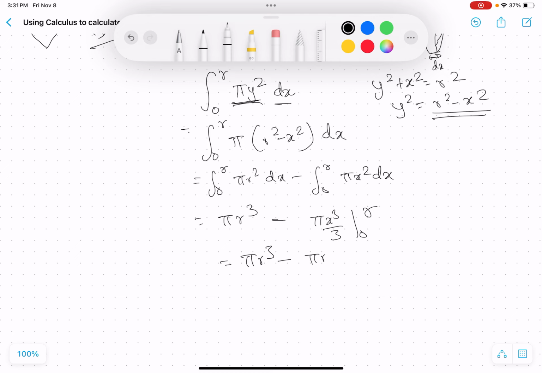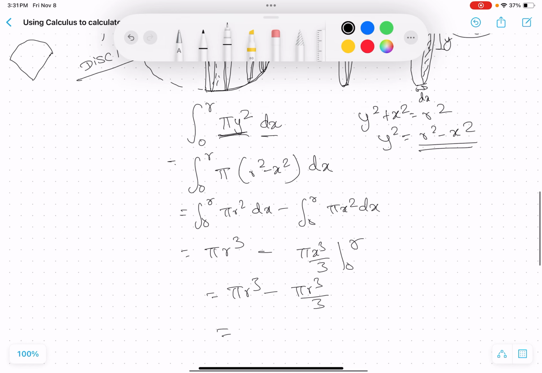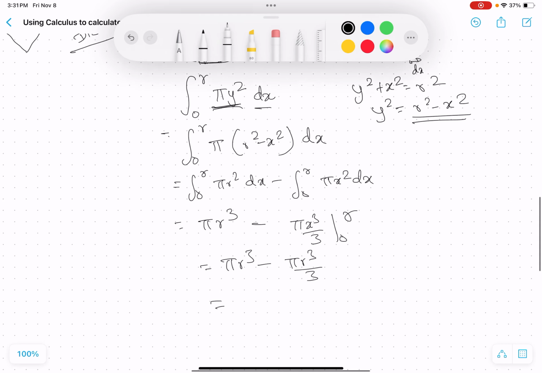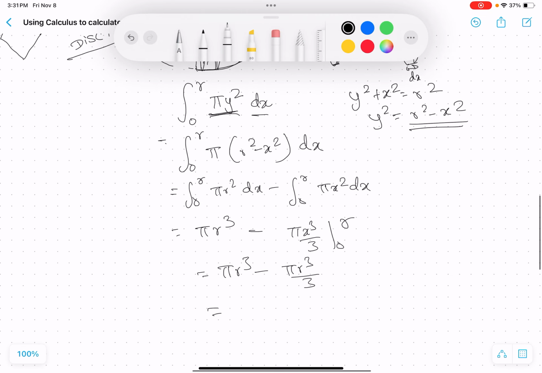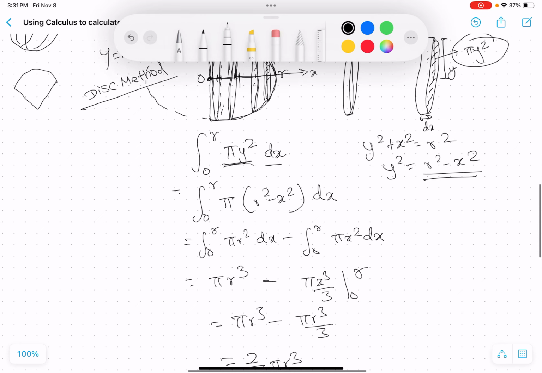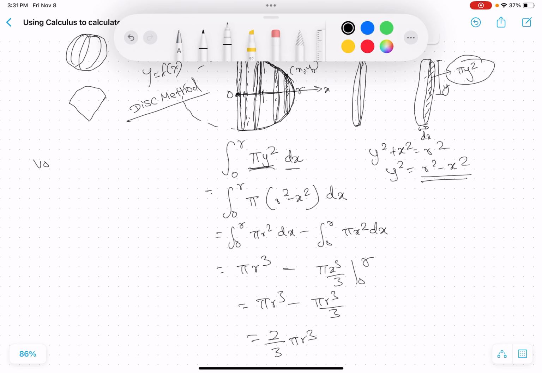So wait, this is not the desired result, right? Did I make any mistake? Yes, this is the desired result, because this is 2 by 3 pi r cubed, but this is just the volume of the half sphere. For the volume of the full sphere, that will be 2 times 2 by 3 pi r cubed. So that's 4 by 3 pi r cubed, which is the formula for the volume of a sphere.